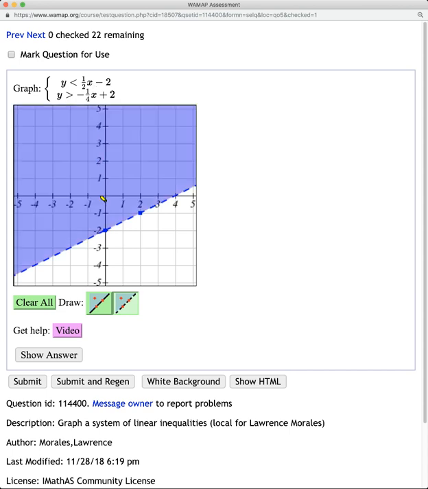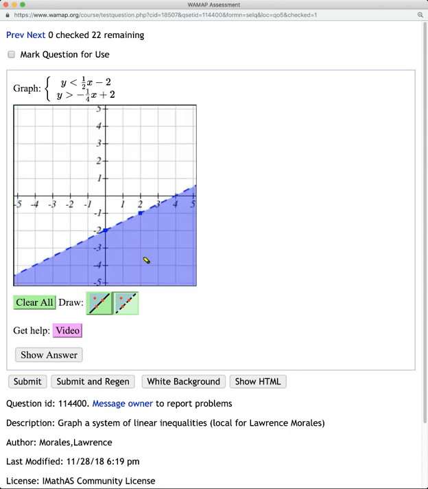So the origin is not in the solution set for this inequality, and so it has to be this side of the line that we're going to shade. So we'll click the mouse to shade. Okay, now we'll move to the second one.